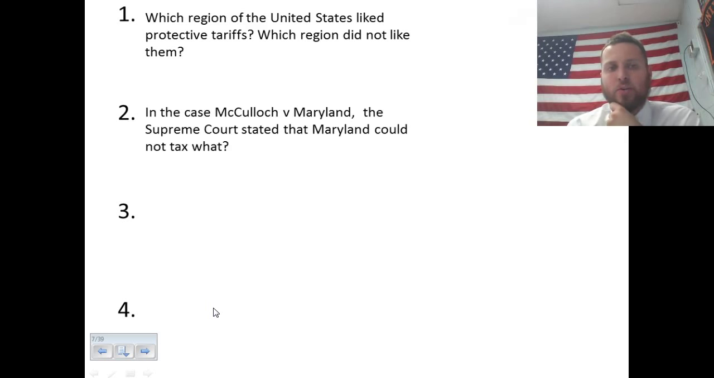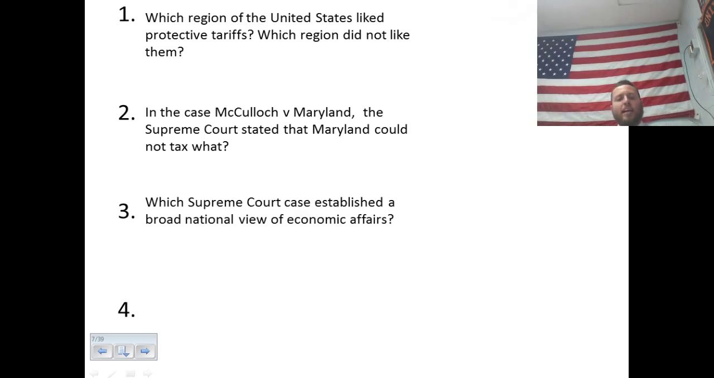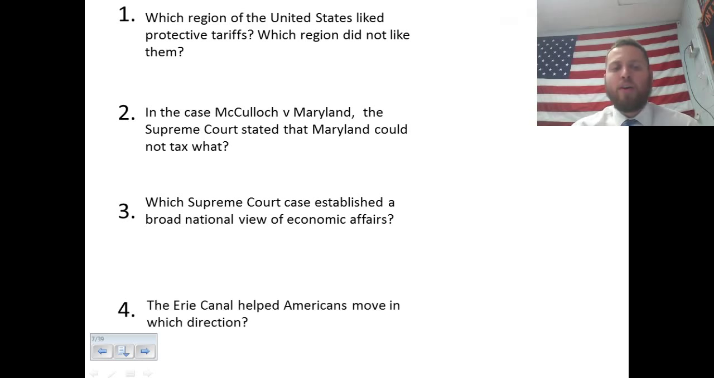All right. Question number 2. In the case of McCulloch versus Maryland, the Supreme Court stated that Maryland could not tax what? What could not be taxed, according to McCulloch versus Maryland? Cool. Number 3. Which Supreme Court case established a broad national view of economic affairs? And 4. The Erie Canal helped Americans move in which direction?